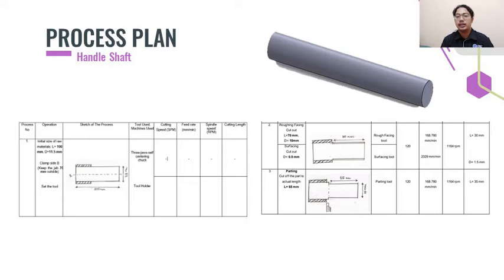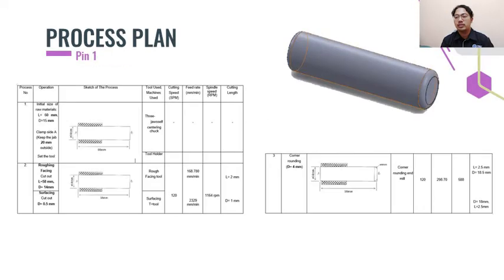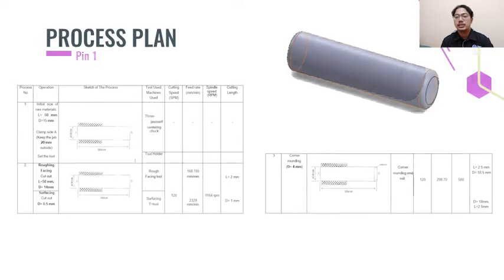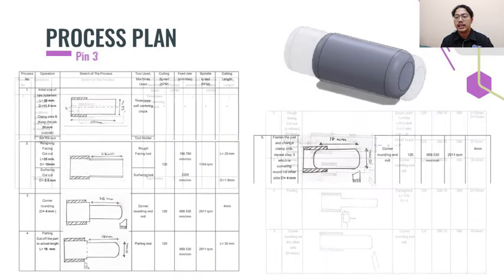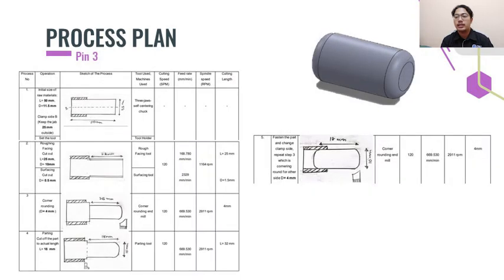and now I will be explaining about the process sheet. So, for the first part is handle shaft. In handle shaft, we have rough facing, surfacing, and parting process. Next, for pin 1, we have roughing, surfacing, and corner rounding process. For pin 2, we have facing, parting, and also corner rounding process. Next, for pin 3, we have roughing, parting, and corner rounding.